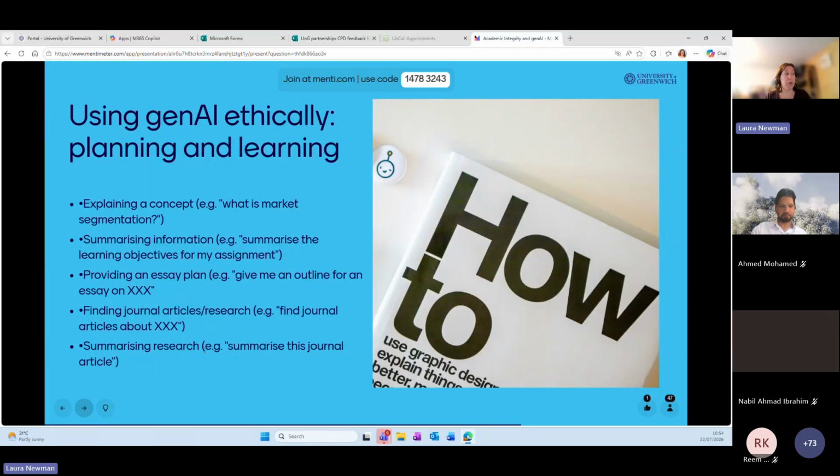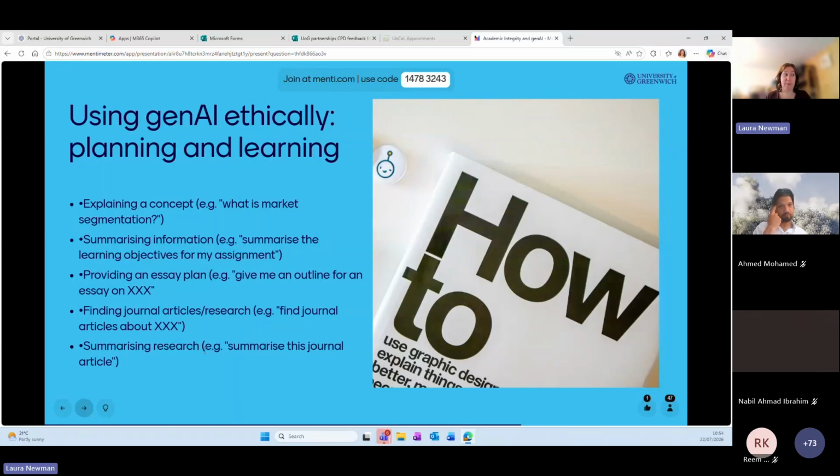So you can use it to, like I said, explain a concept. So for example, what is market segmentation, right? If a student doesn't understand that, AI will explain it to them in a way that then helps them understand what they are trying to do within their assignment, right? It can summarize information. So if they don't understand what they need to do for their assignment, so they don't understand the learning objectives or the assessment rubric, for example, AI can summarize that for them. So summarize this and explain to me what I actually need to do. How do I get those good marks, right?